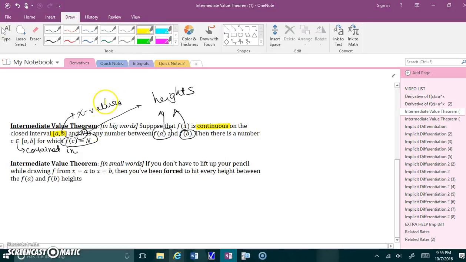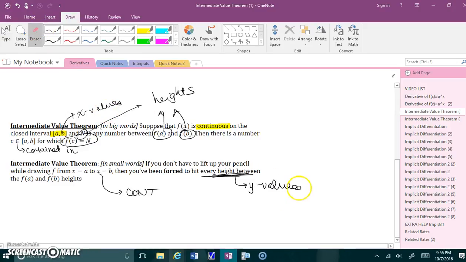Now again, you're probably thinking, wow, I have no idea what that means. So another way of saying it is, if you don't have to lift up your pencil while drawing f from x = a to x = b, aka it's continuous, then you've been forced to hit every height or y value.